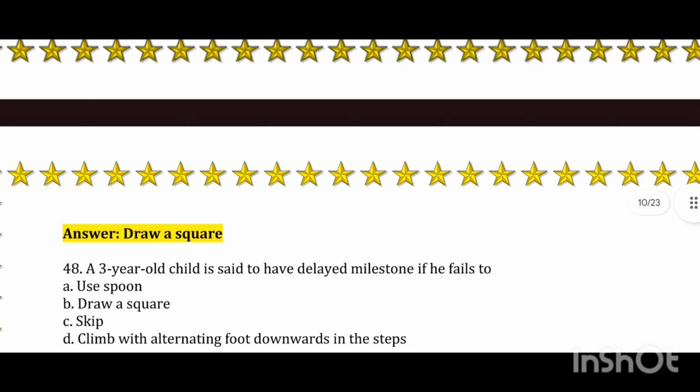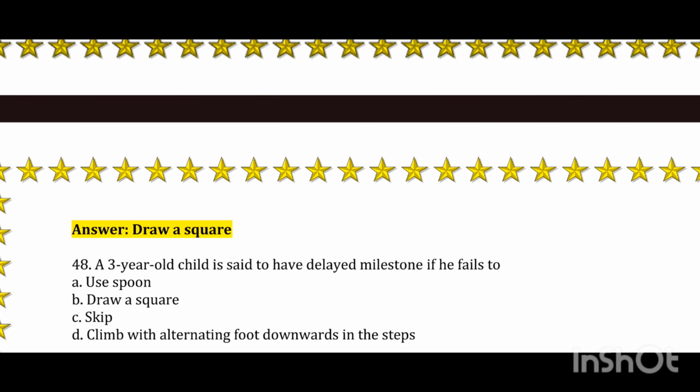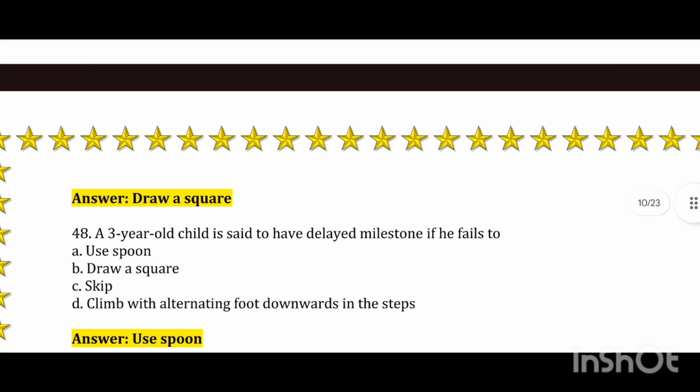Then coming to question number 48. A 3-year-old child is said to have delayed milestones if he fails to: options are use spoon, draw a square, skip, climb with alternating feet downwards on the steps. The correct answer is option A, use spoon. If a 3-year-old baby cannot hold the spoon or is unable to use the spoon, that is a delayed milestone.